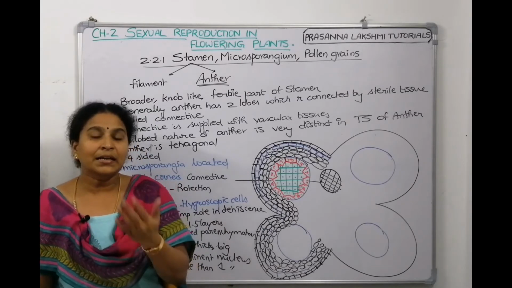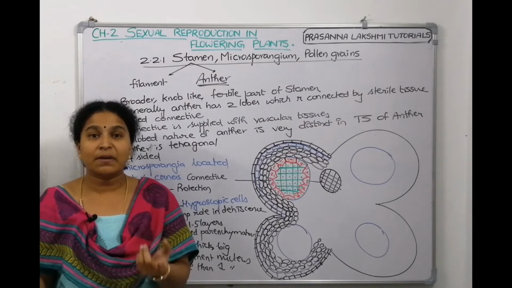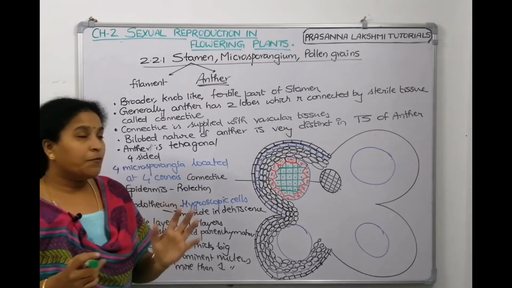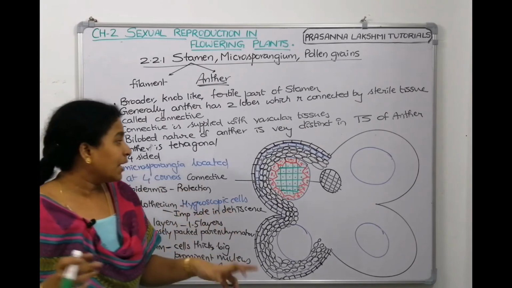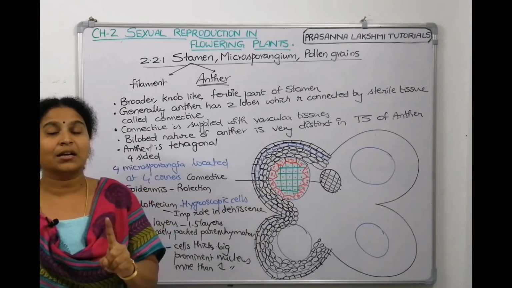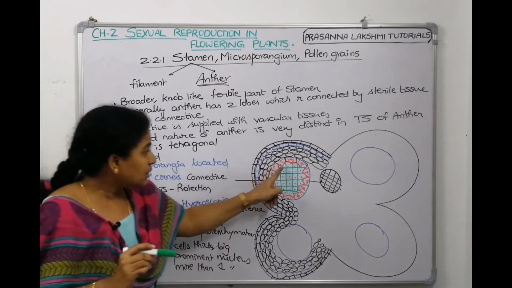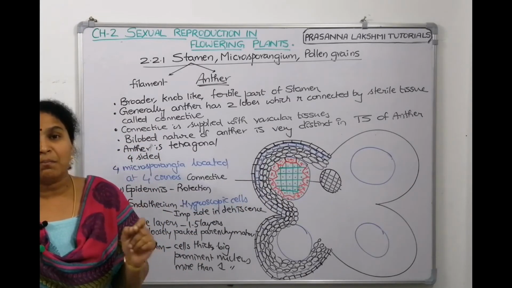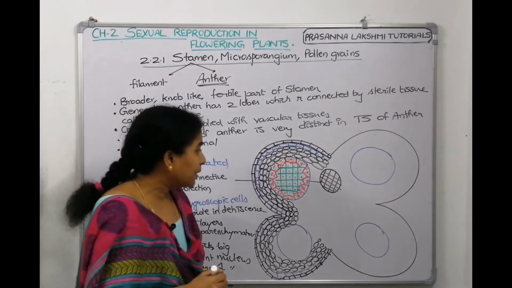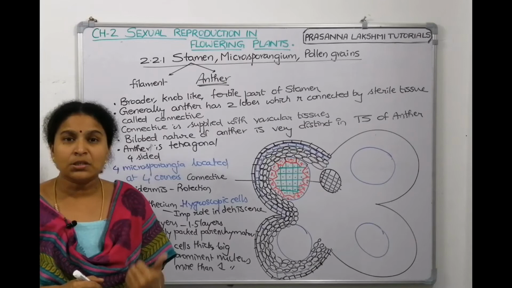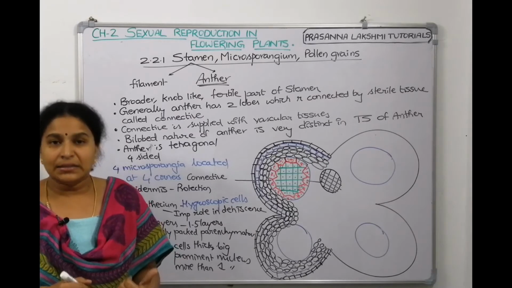So, it is a hit or miss affair, right? That is why male gamete production will always be abundant, more in number. If you want that many male gametes, then each cell of the sporogenous tissue should be a potent spore mother cell. Each cell of the sporogenous tissue acts as a potent spore mother cell, and that spore mother cell undergoes meiosis to make a pollen tetrad.